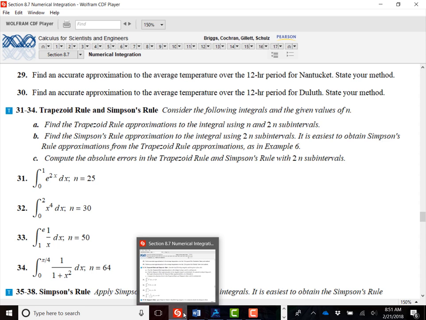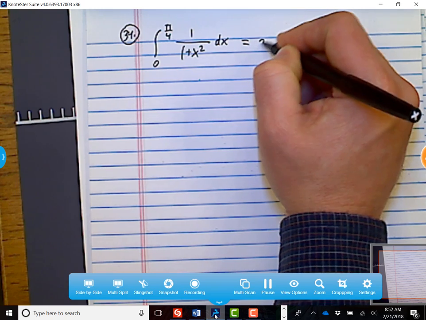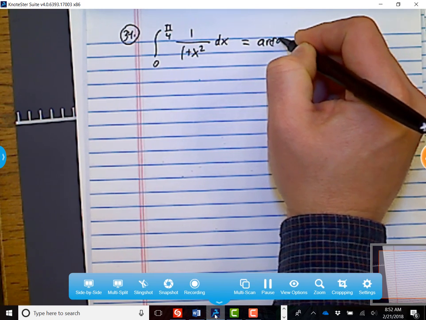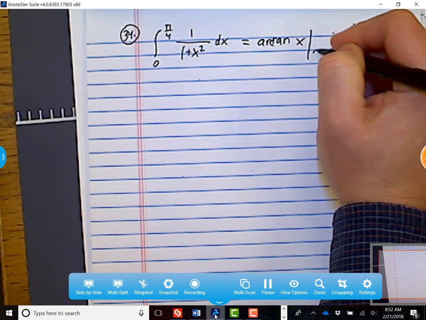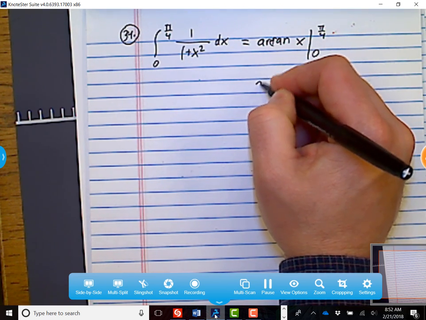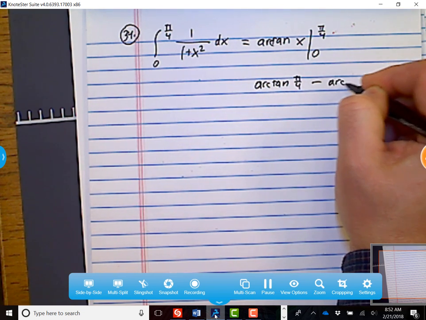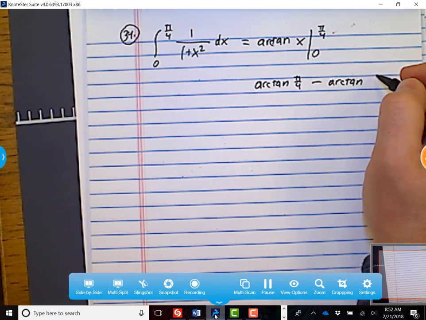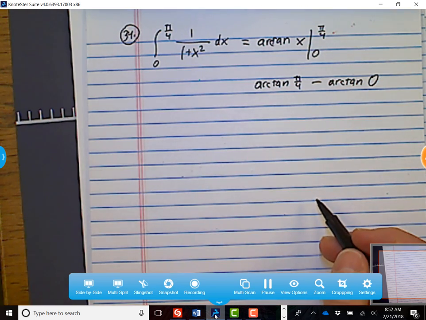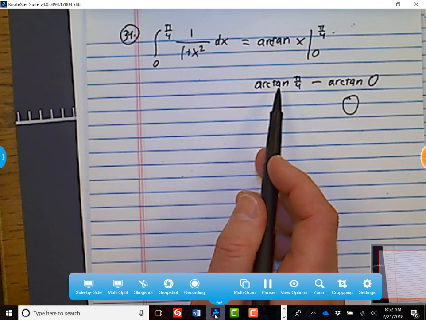is what you end up integrating, which becomes theta, so you just get inverse tangent. I mean, this answer, I can just tell you right now, if I wanted to do it by hand, this is the arctan of x from 0 to pi over 4. And so do you guys know the arctan of pi over 4 or the arctan of 0? Well, I know the arctan of 0 is 0, but I certainly don't know the arctan of pi over 4.